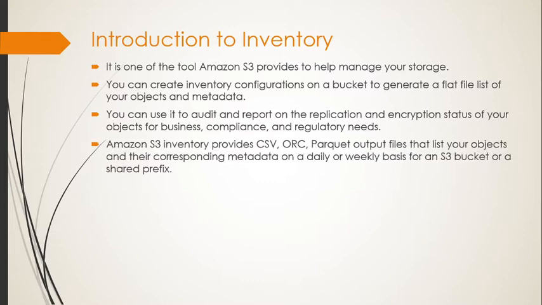Amazon S3 inventory provides CSV, ORC, and Parquet output files that list your objects and their corresponding metadata on a daily or weekly basis for an S3 bucket or a shared prefix. So you can select the format from CSV, ORC, or Parquet, and you will get your output file list in this selected format.